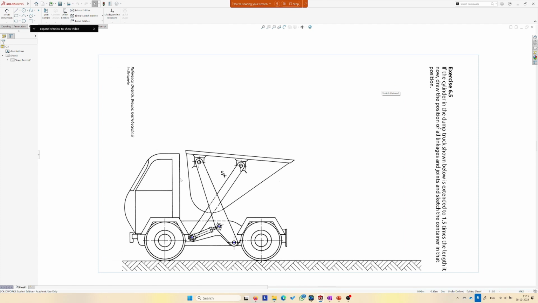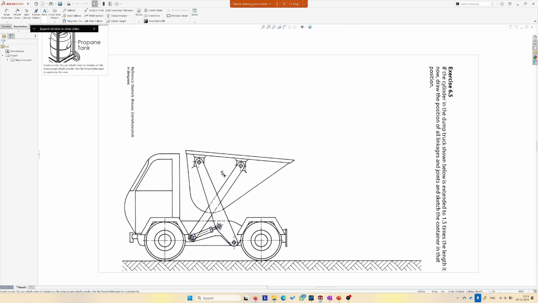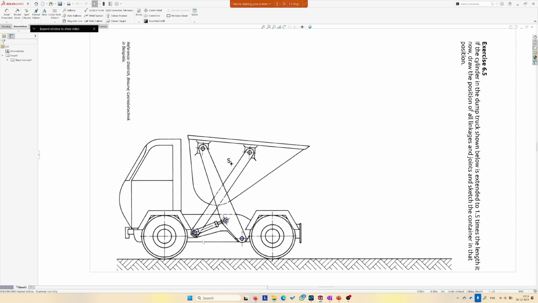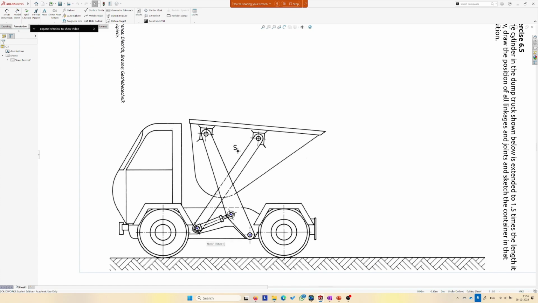So let us label the points. Can I draw on this? No, I cannot. Let me insert some text. Let it be for now.